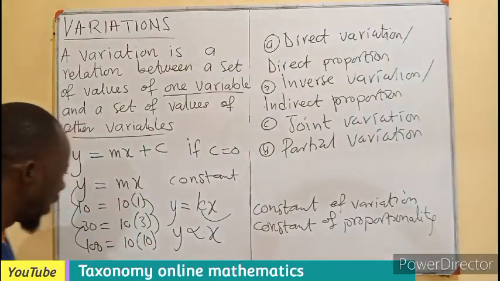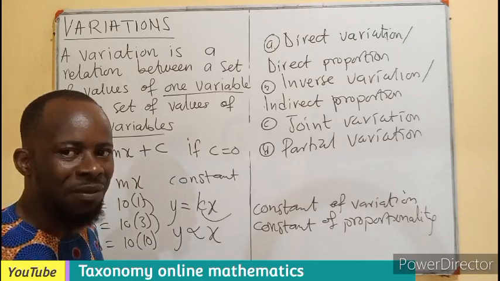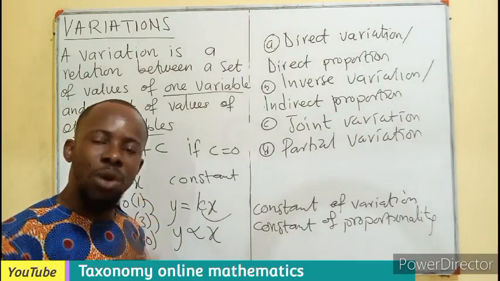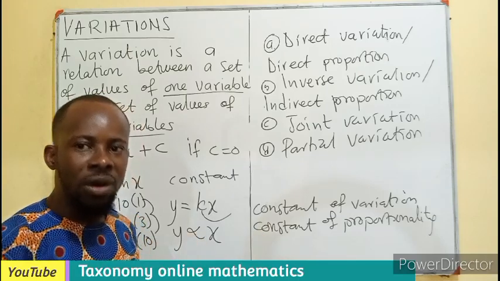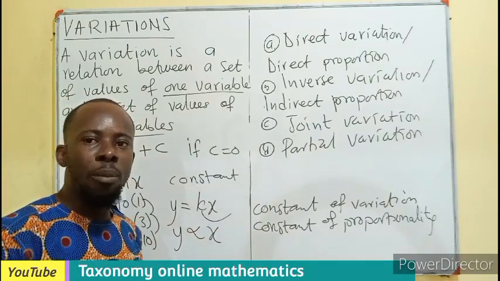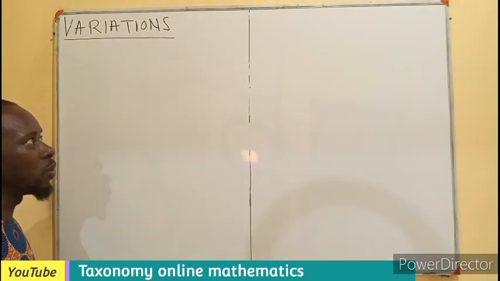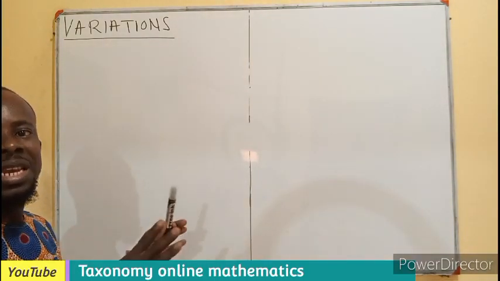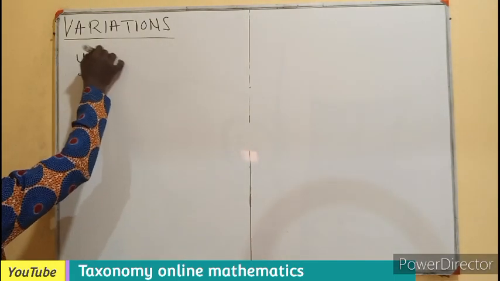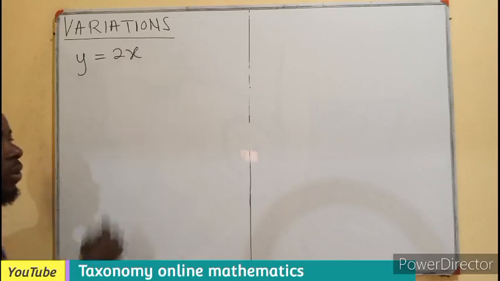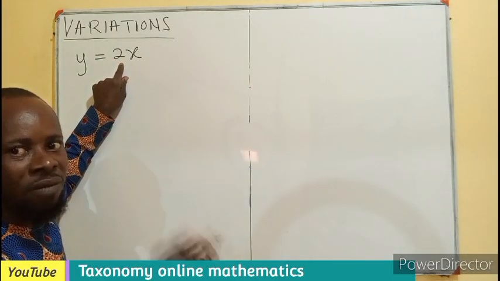So you can see that when the price is 10, it keeps on being 10. If I'm buying thousands of the book, I'll still be paying 10 for one. So that is the constant of variation, or constant of proportionality. We can also indicate direct variation using a graph. For example, if I have y equals 2x, don't forget that 2 is the constant of proportionality, or the constant of variation.